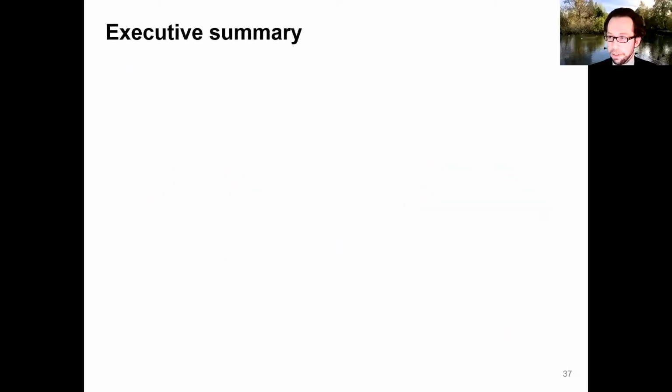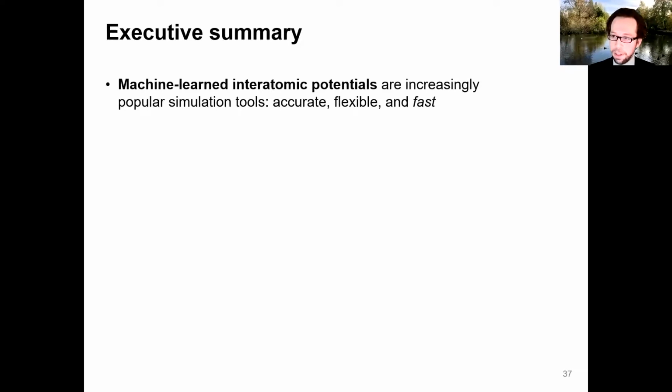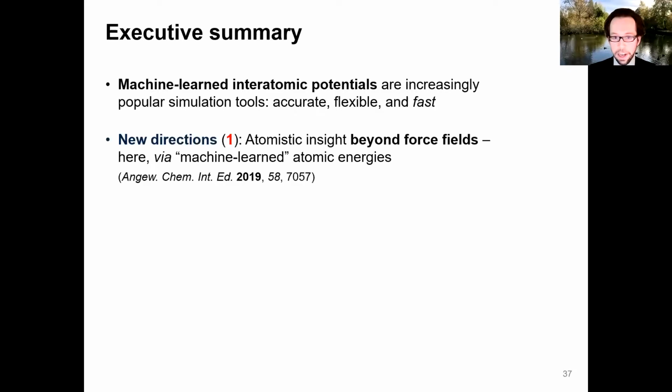So with that, I'd like to quickly summarize. I've tried to convince you that machine learned potentials are increasingly popular as tools for atomistic simulations. They are accurate, they can deal with very diverse environments, and they're pretty fast. I've shown you one recent example where we tried to get more information beyond just the force field modeling, trying to get atomistic insights into amorphous phases.